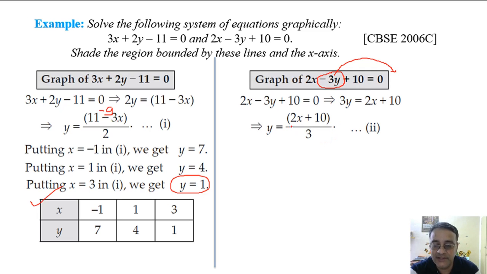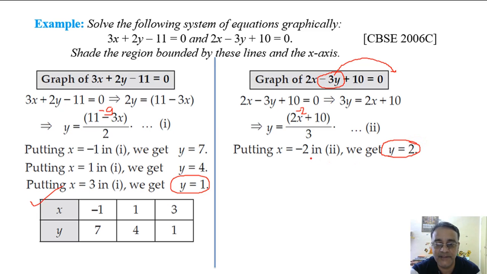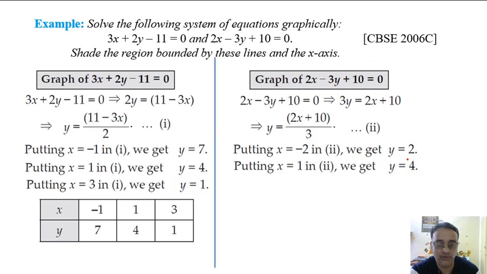Now we'll substitute one value, that is -2. -2 substitute करने से 6 by 3 आ रहा है. So y is equal to 2. What will be the next value? -2 plus 3. So we'll take x is equal to 1. So 1 लेंगे तो 12 आ रहा है. So 12 by 3 is 4.